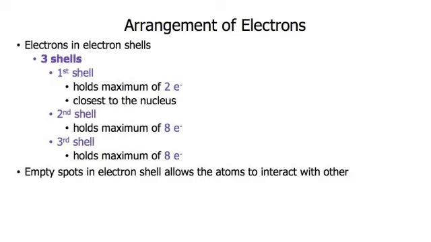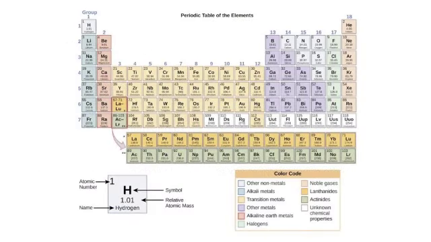So let's go back to the periodic table. Notice in period 1, we have hydrogen on the left and helium on the right. Hydrogen is in group 1, helium's in group 18. So those 2 elements only have the innermost, or the first valence shell, which only holds 2 electrons.